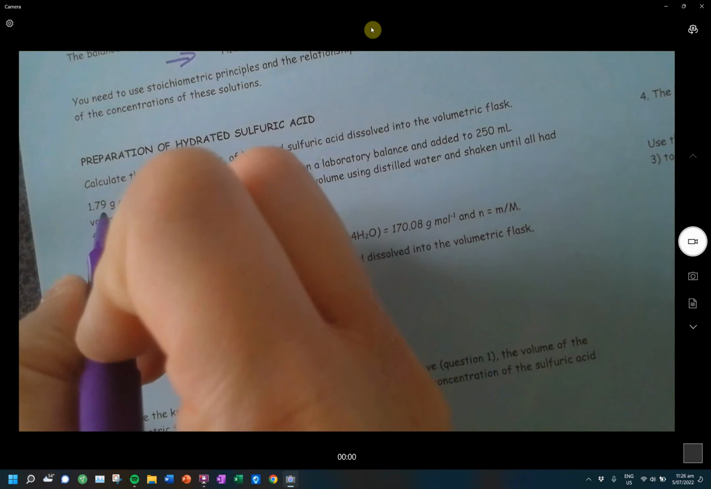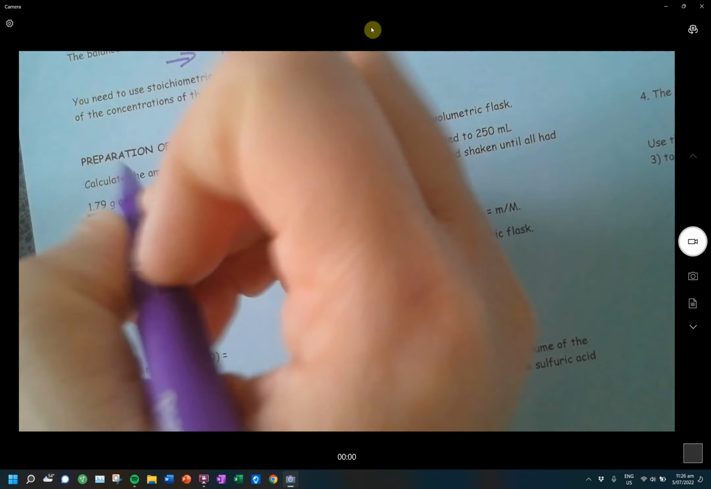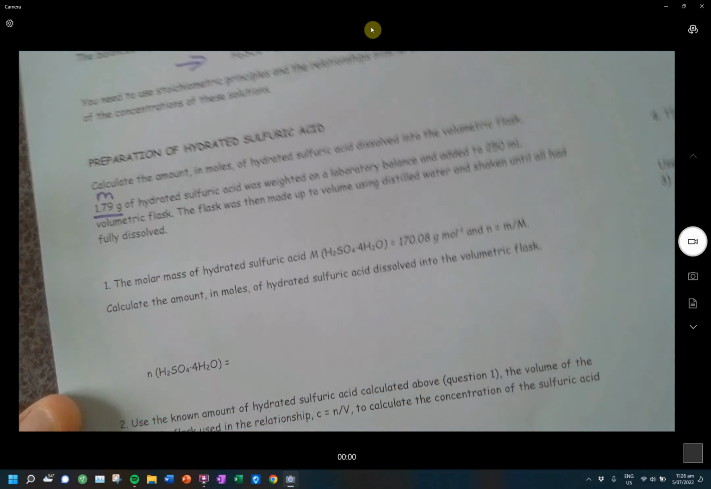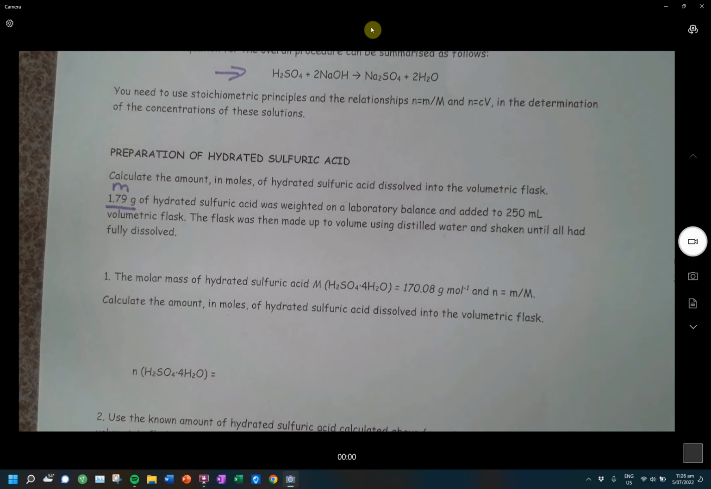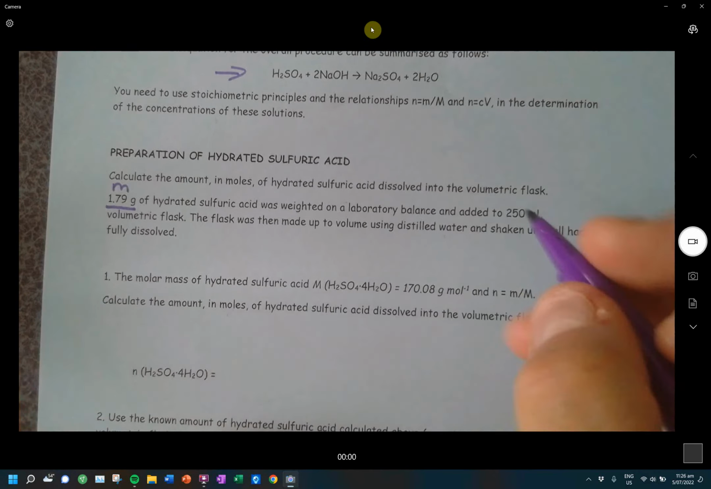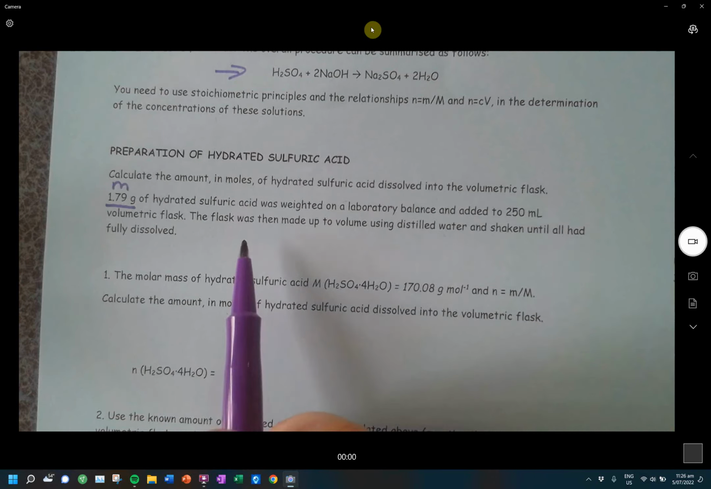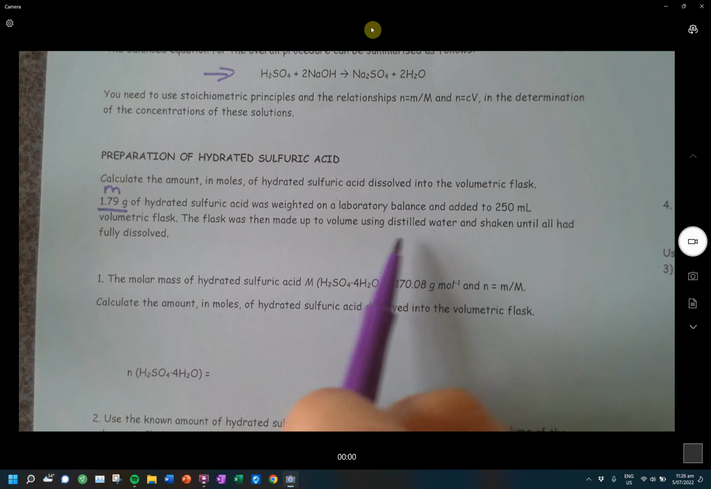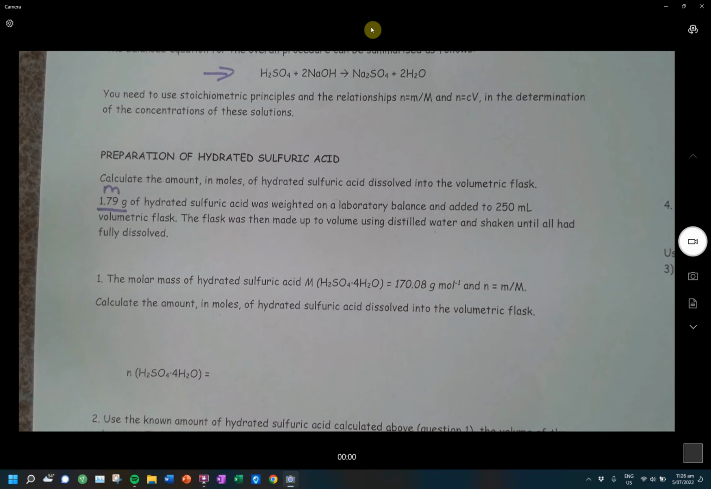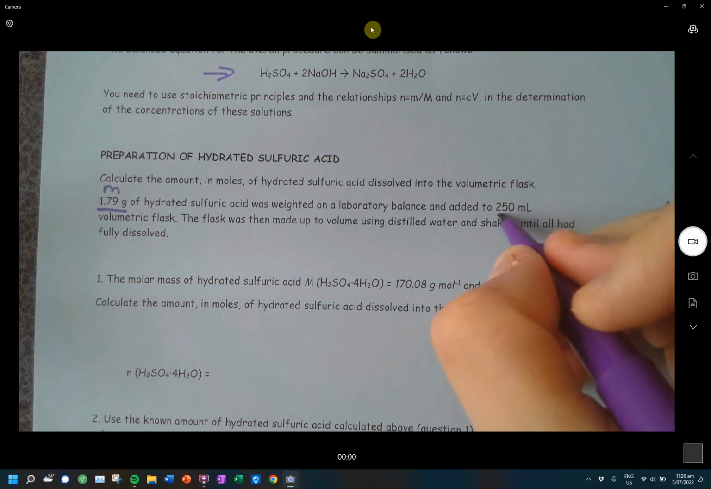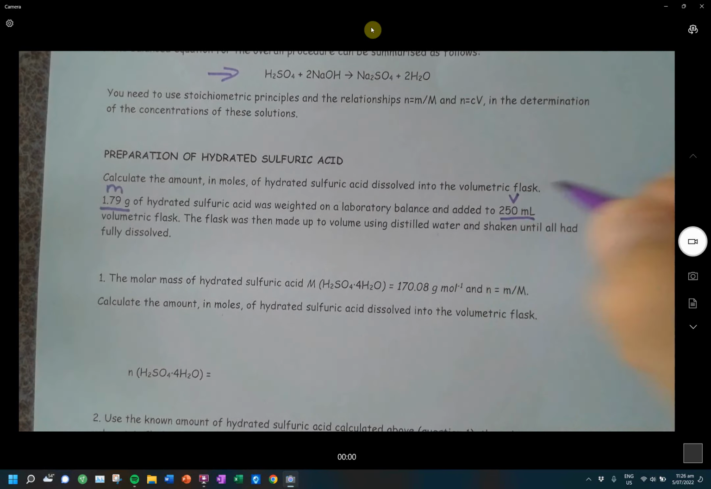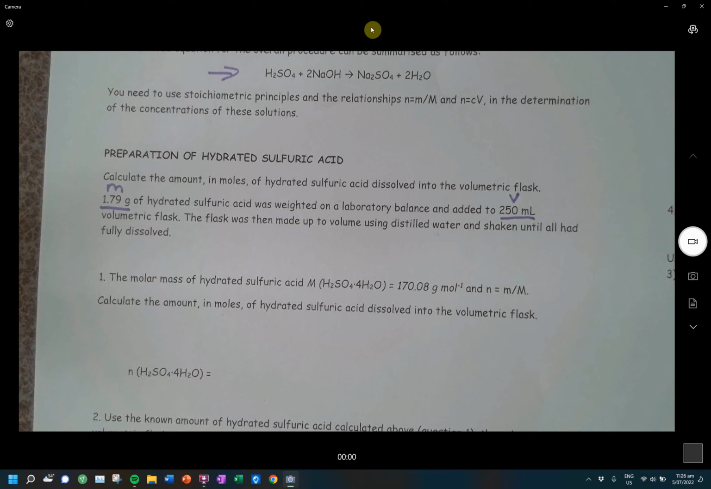So they tell me that I have 1.79 grams, so that's my M, my mass, weighed in a laboratory, and I've added it to a 250 milliliter volumetric flask. That flask was then made up to the volume of that flask with distilled water and shaken until fully dissolved. So that here is my volume. It's really useful when you guys are reading these questions to go through and annotate the different bits of information they're given to you, so that way you can find it later when you're doing your equations.